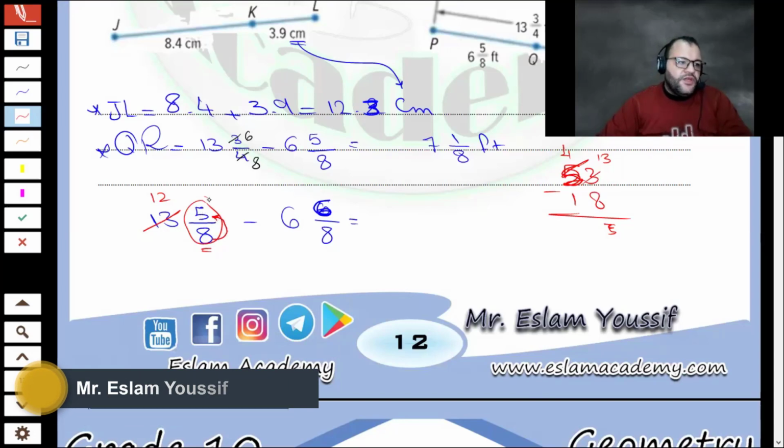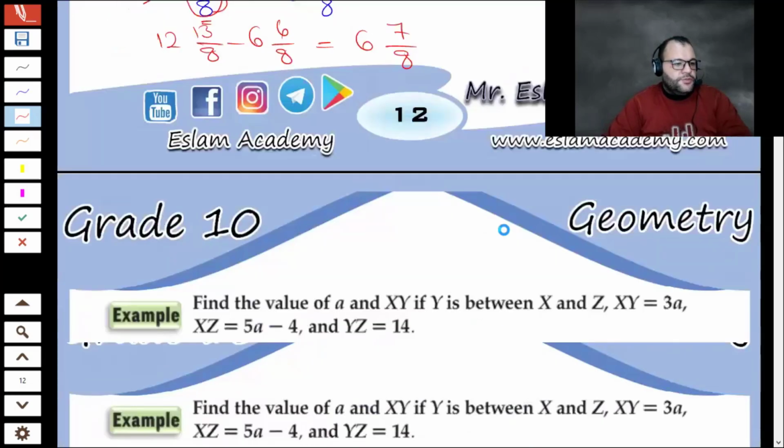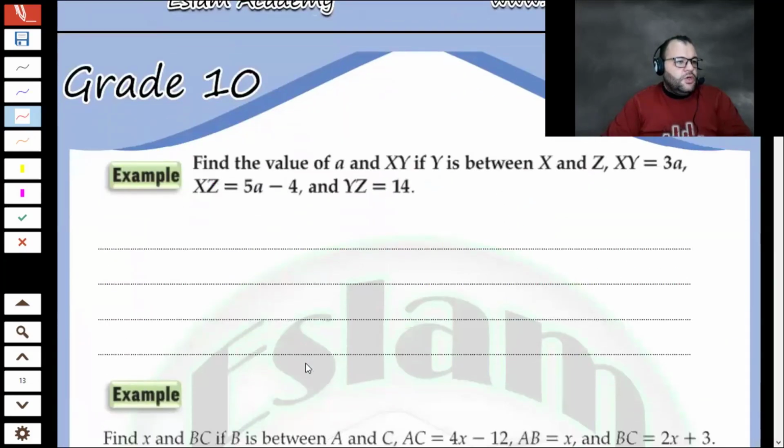So just add 8 to 15, it will be 13. So the new question that we have is 12 and 13 over 8 minus 6 and 6 over 8. So the answer now would be 6 and 7 over 8. Is that clear? Yes. You understand this one? Okay.